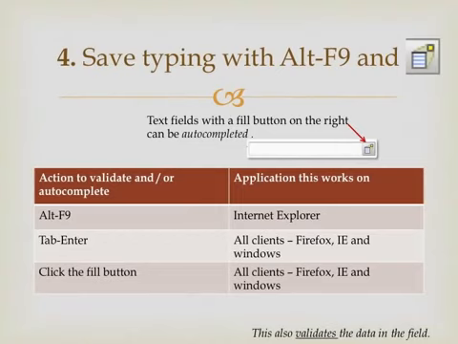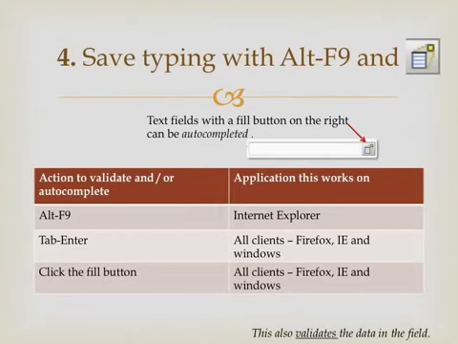It means that there's a limited number of possible values that can be put in there, so if you start typing, it should be able to complete for you. You use this by hitting Alt F9, or if you don't want to move your hands off the keyboard at all, you can use Tab and Enter to move your focus onto the button. Or if you do like using a mouse, of course, you can click on the fill button.